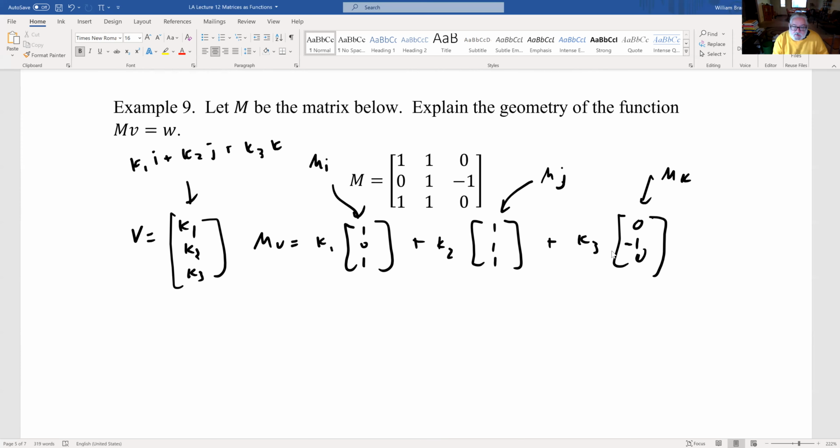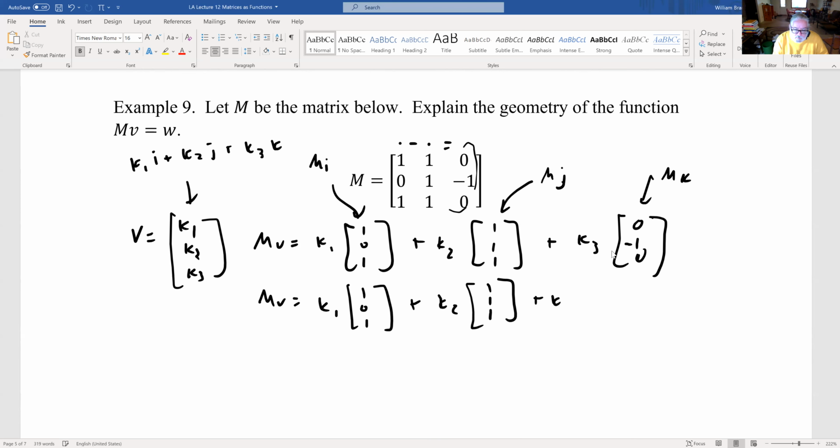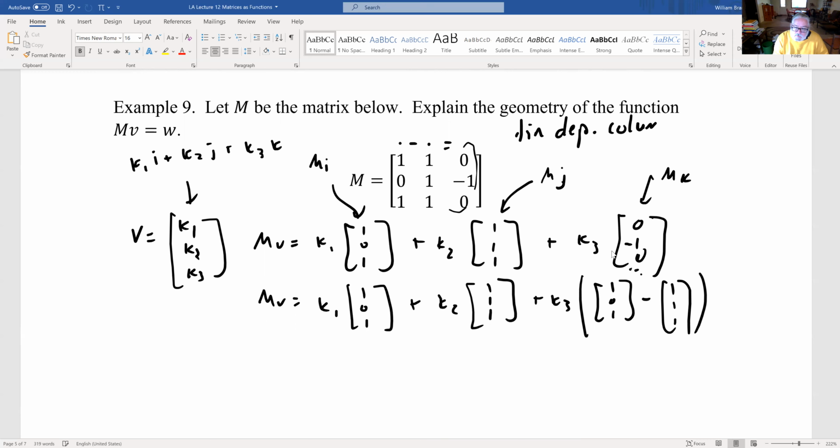Okay, but there's a thing here, right? If we notice, this vector minus this vector gives me the third vector. So this last vector can be rewritten as 1, 0, 1 minus 1, 1, 1. The columns are linearly dependent. Okay, so what does that tell me then?